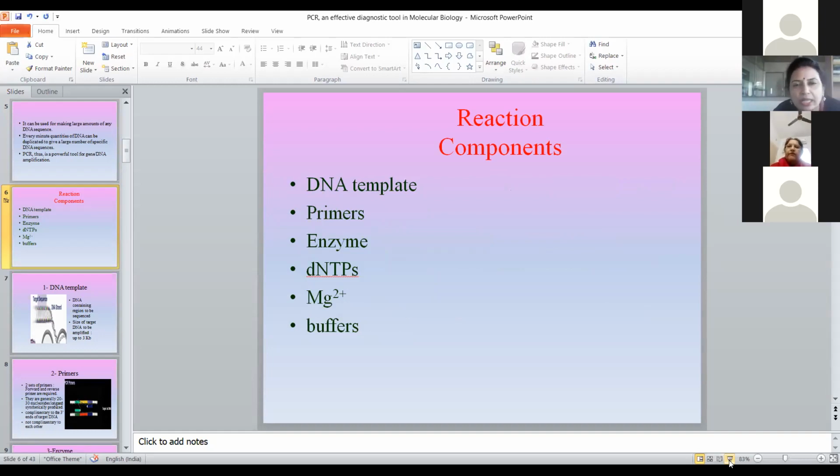The DNA template or the sample DNA, the primers, the enzyme that is DNA polymerase, then dNTPs, deoxyribonucleotide triphosphates. To synthesize a new strand, we require dNTPs. Like if on your DNA template you have adenine, then adenine pairs with what? Thymine. So we require thymine to be given, right? And if there is guanine on your template strand, then cytosine is required. So for the synthesis of new strands, dNTPs are required. Divalent magnesium ions catalyze the reaction, so they are required, and certain buffers are required.